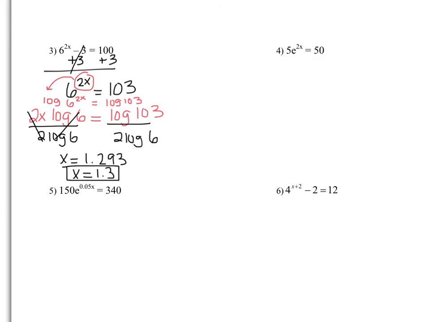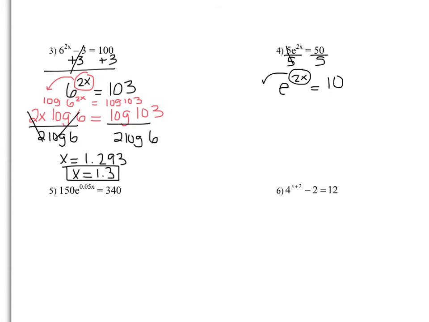Okay, let's try example number 4. So we have 5e to the 2x. I need to isolate this e to the 2x. So the first thing we should do is divide both sides by 5. So we have e to the 2x equals 10. Now we can continue on what we've always done. We can log both sides and drop it like it's hot.